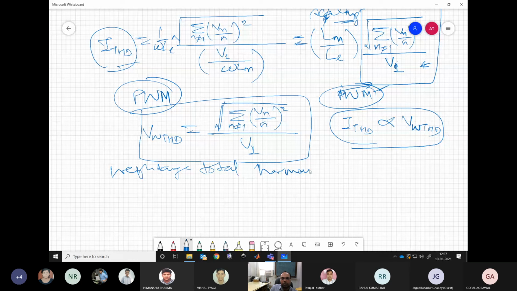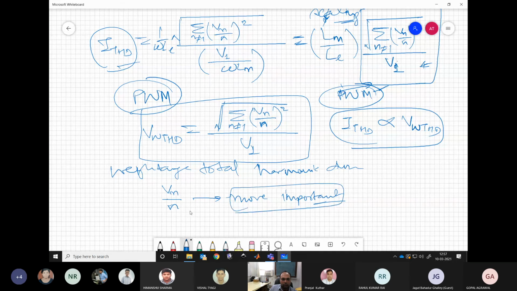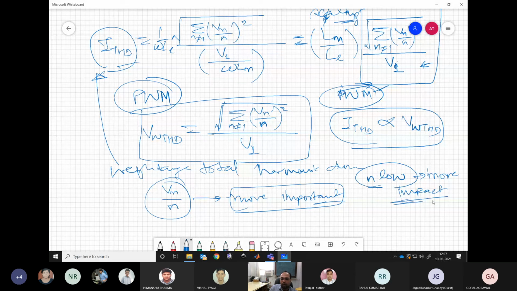Because this factor n is coming with every harmonic, the importance of the higher harmonics is going down. Lower harmonics have more importance or more value in the minimization, because these are the dominant ones as far as ITHD is considered. This will impact the ITHD more. For low n, the impact is more, compared to high n.